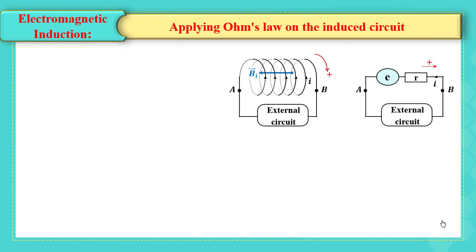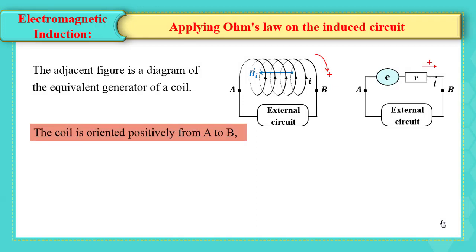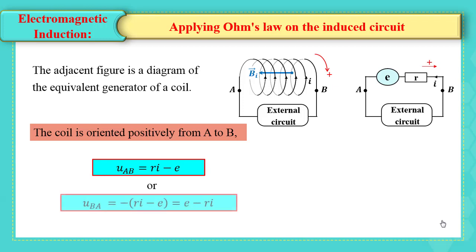Applying Ohm's law on the induced circuit. The adjacent figure is a diagram of the equivalent generator of a coil. The coil is oriented positively from A to B, so UAB equals Ri minus E, where R is the internal resistance of the coil or of the equivalent generator, and UBA equals minus Ri minus E, so it is equal to E minus Ri.